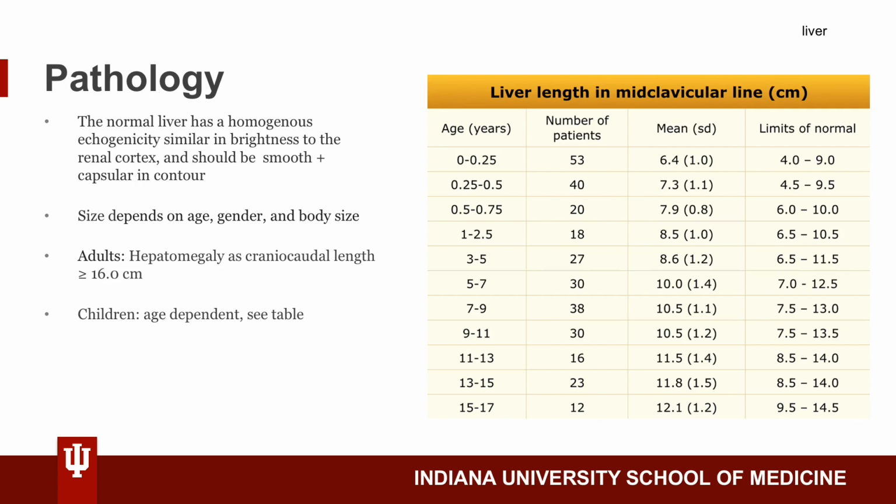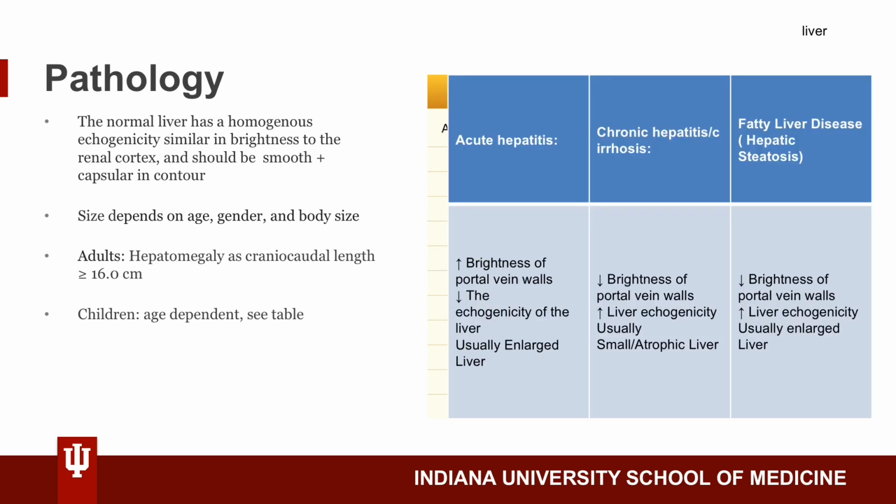For children, it's age dependent. Here's a nice table breaking down the limits of normal in the right-sided column. And then here's a table about liver pathology, which I won't read to you because this video is supposed to be about spleen pathology.